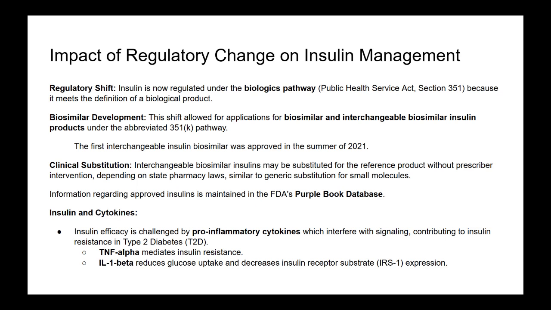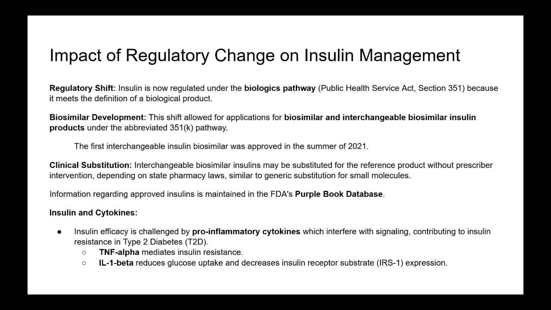Exactly. An interchangeable biosimilar means it can be substituted for the reference product at the pharmacy without needing direct prescriber intervention, though state pharmacy laws vary. This works much like substituting a generic small molecule drug for a brand name one, and the goal is the same, to lower costs and increase patient access to these essential medicines. That's a really clear example of regulation adapting to the nature of the drug.